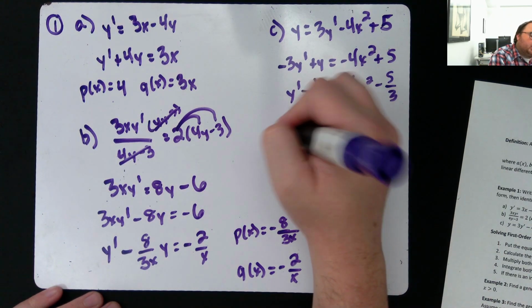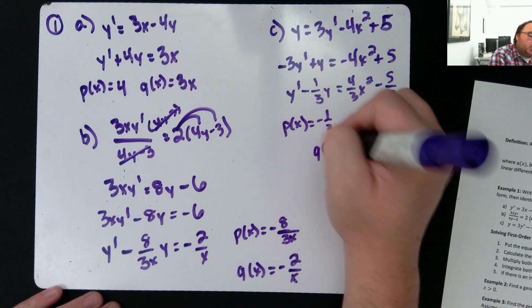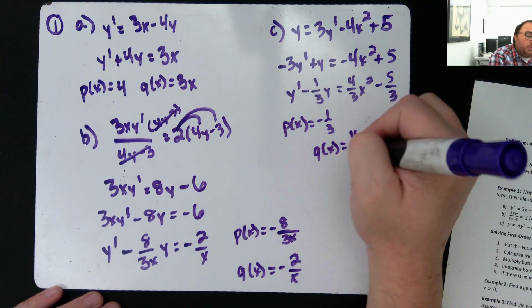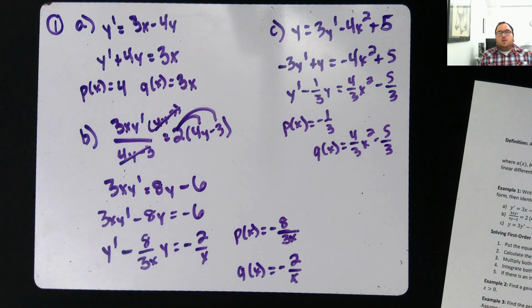So the p of x is what's in front of y, that's negative 1/3, and the q of x is what's on the right side, so 4/3 x squared minus 5/3. So if it doesn't make sense how to put it into standard form or how to find what p of x and q of x are, let me know. I'll help you with that. But that's a very important first step that I need to know in order to solve these for y.